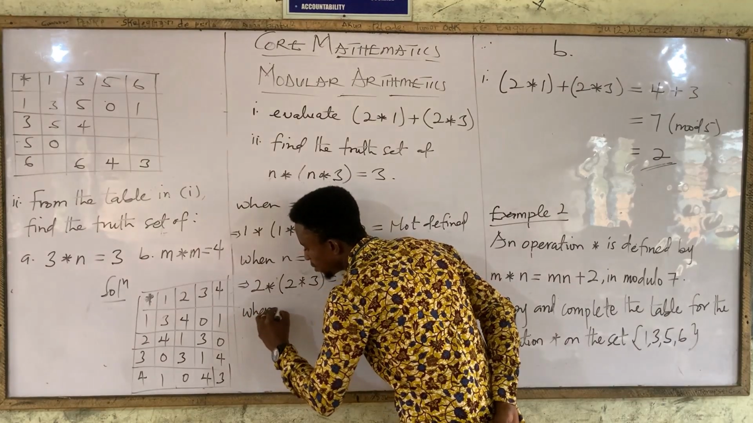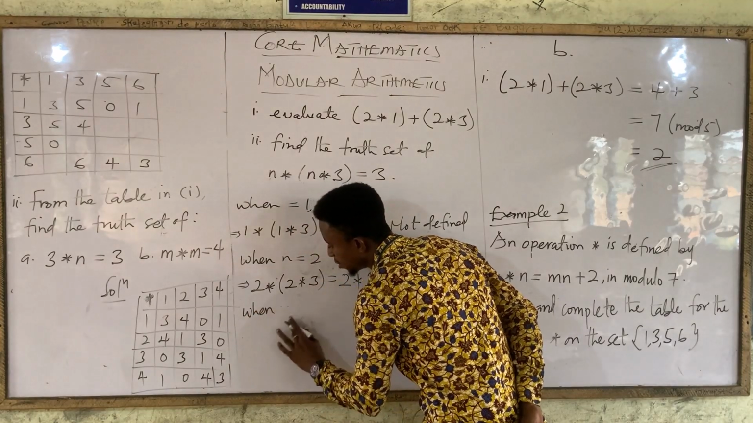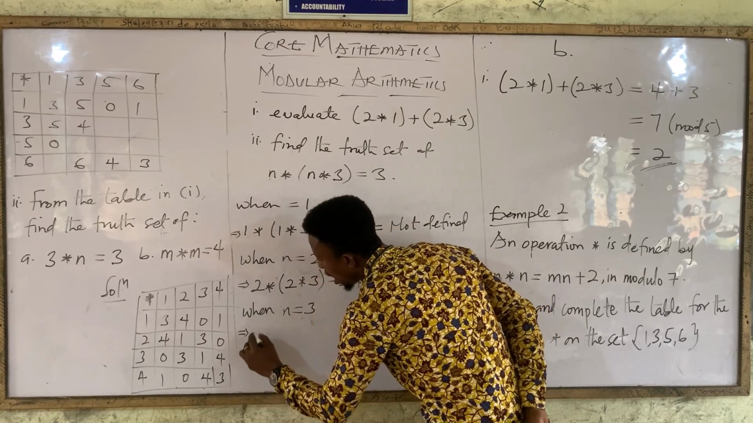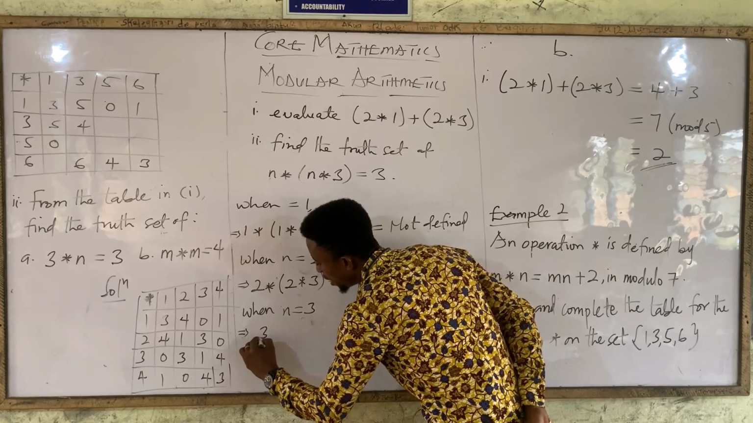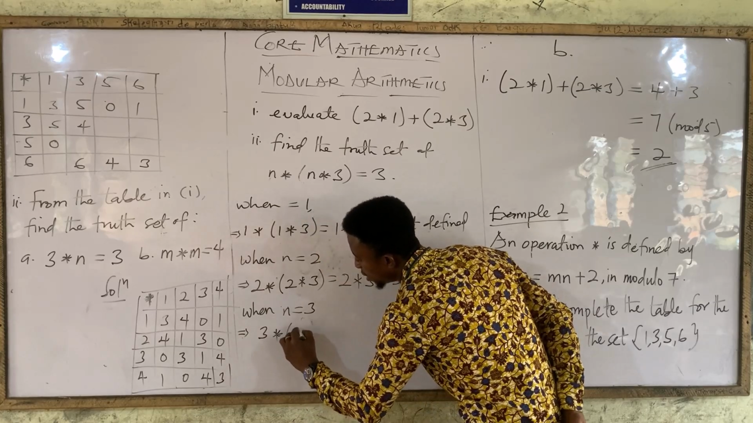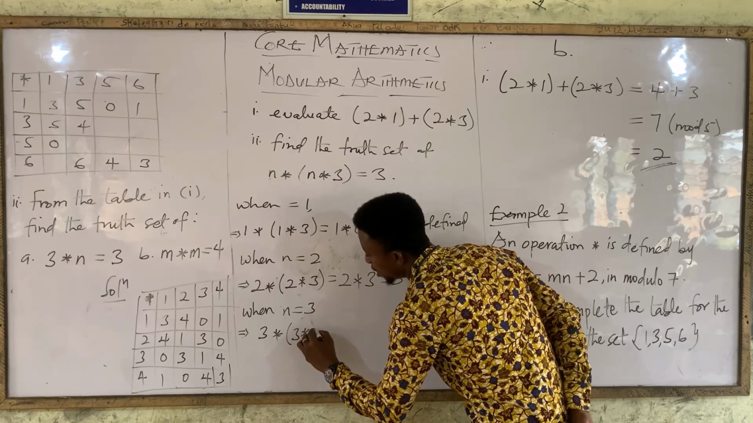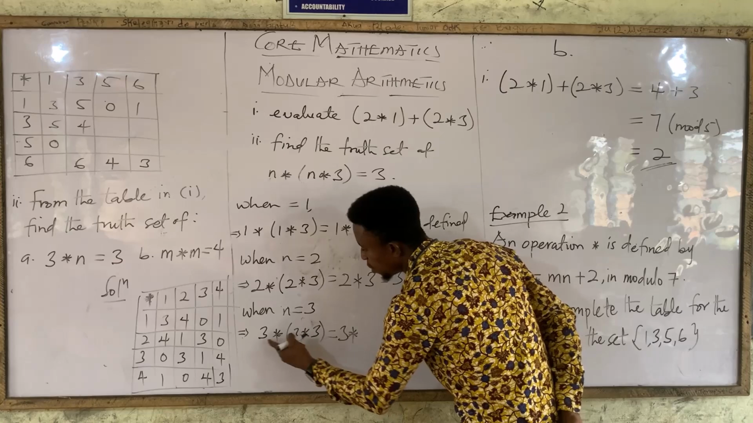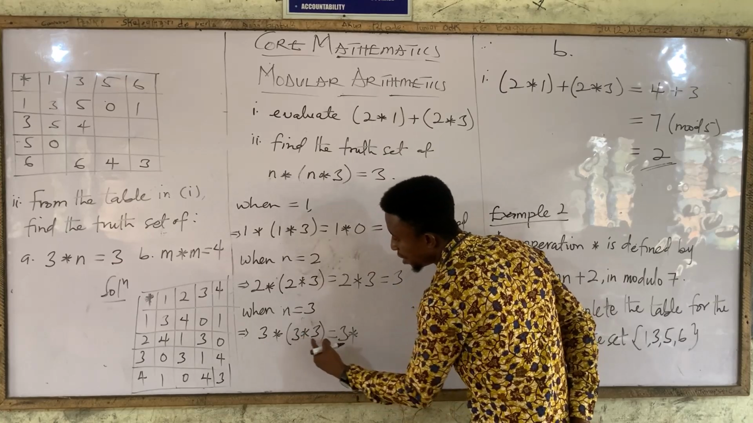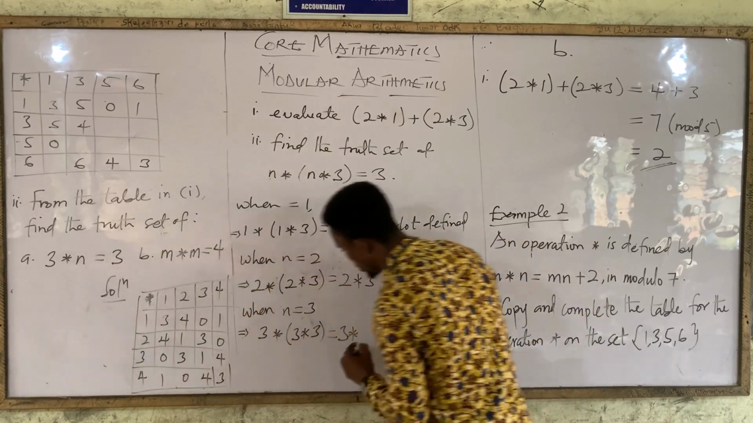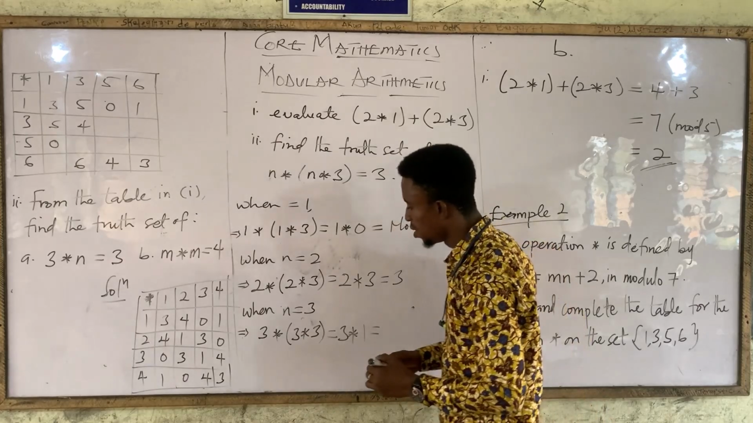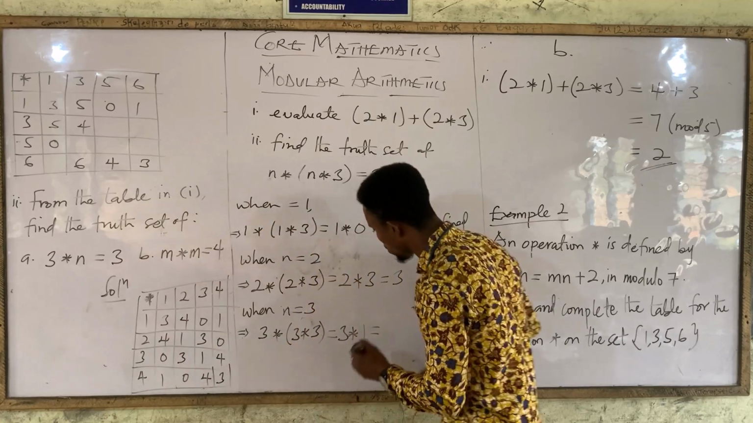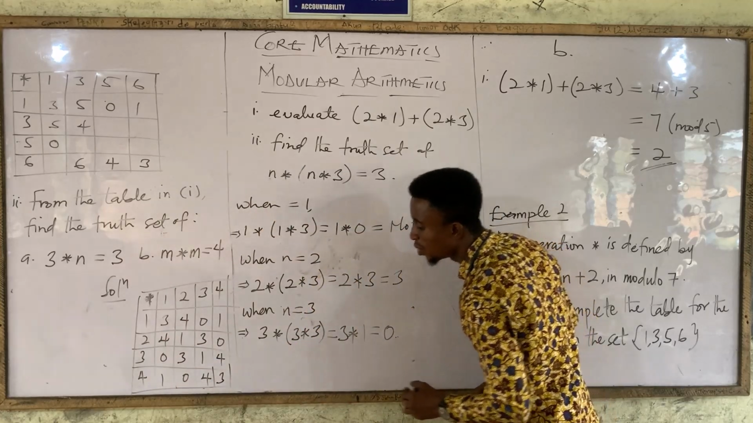So when n is equal to 3, then this implies I will have what? 3 star, then 3 star, then 3. So this one is equal to 3 star. So 3 star, then 3 star 3, so 3 star 3 is 1. So I will have 1, which is equal to 3 star 1. Where 3? 3 star 1 is now what? 0. So this one is also not part.